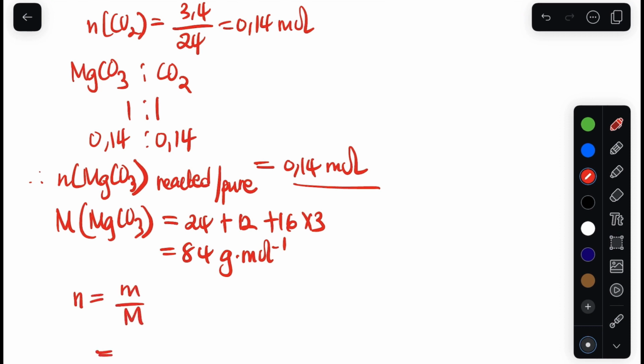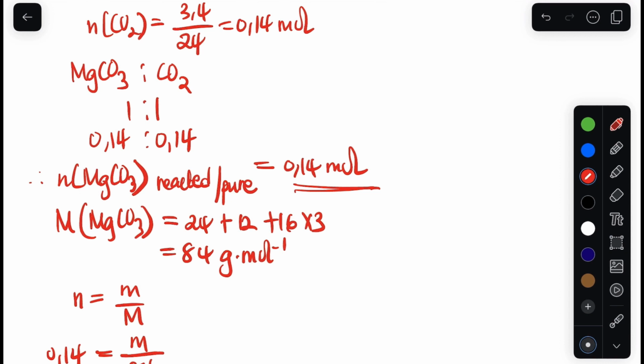Now the mass is the one that we want. The molar mass of magnesium carbonate is 84, and the number of moles is 0.14. So if you punch that in the calculator, you will get the amount that is the mass, which is 11.76 gram. It's still the same amount, but it's in mass now.